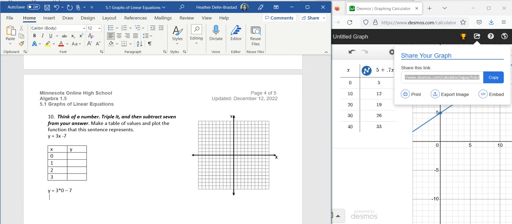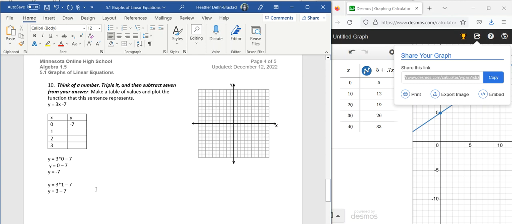And 3 times 0 is 0 minus 7. So at 0, I would get y equals negative 7. So I put that into my table, and then I can do another one. And when x equals 1, I would have y equals 3 times 1 minus 7. So then I would have y equals 3 minus 7, because 3 times 1 is 3. And then 3 minus 7 is negative 4. So that one would be negative 4.